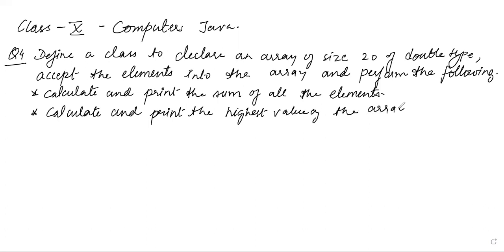array. Now students, in this program, you have to declare an array of size 20 of double type. That means the decimal values will be stored. And you have to accept the elements into the array, print the sum of the elements, and at the same time calculate and print the highest value. Now let's solve this program. So how can this program be solved?